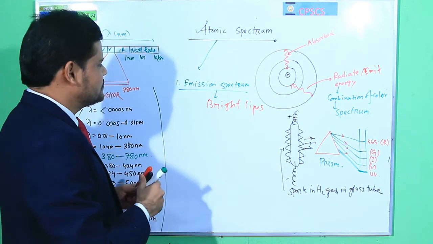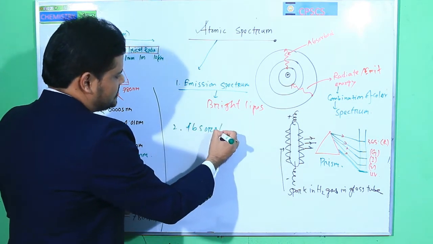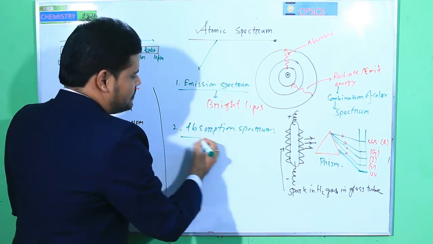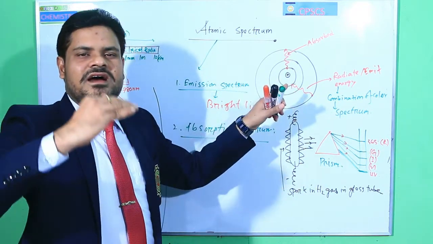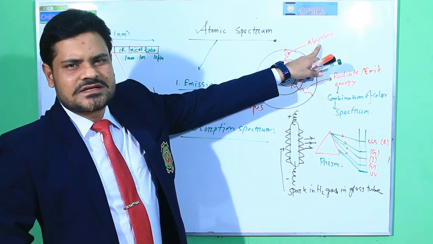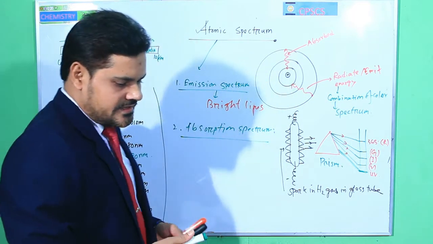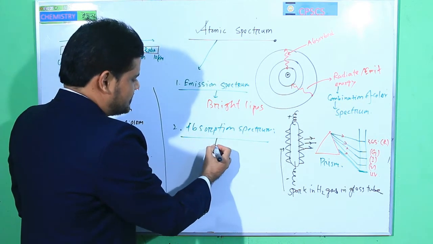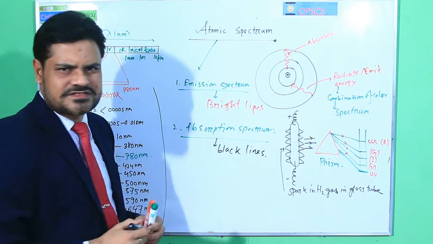And number two is the absorption spectrum, dear learners. When the electron gains energy and jumps to a higher energy level, then the electron absorbs energy, and from this we get the absorption spectrum. The absorption spectrum appears as dark lines, black lines, a combination of some black lines.